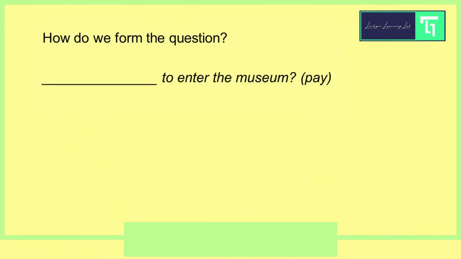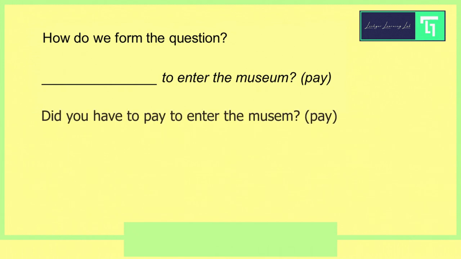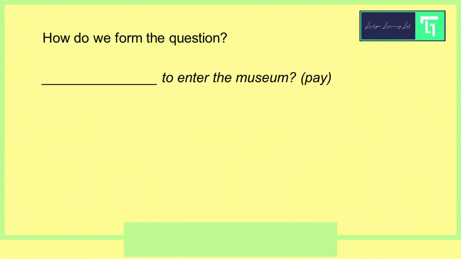If we want to ask the question in the past about an obligation in the past, how would we do that? Well, we're going to need an auxiliary. So we've got ___ to enter the museum and pay. Okay, and this is like last week, yeah, for example. So we need an auxiliary verb in the past, and that's going to be did. Did you have to pay to enter the museum?